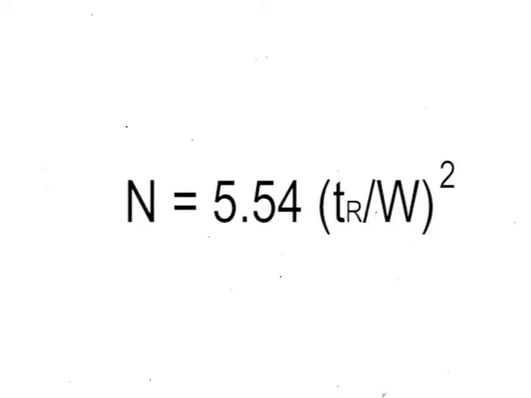Another method for obtaining N, which some researchers prefer, is by using the peak width at half the height. The number of plates is then given by N is equal to 5.54 into TR upon W half, all squared. The results obtained in both cases are comparable.